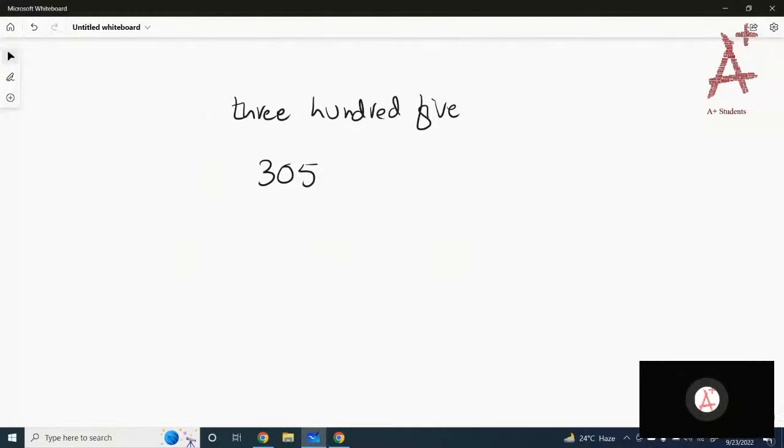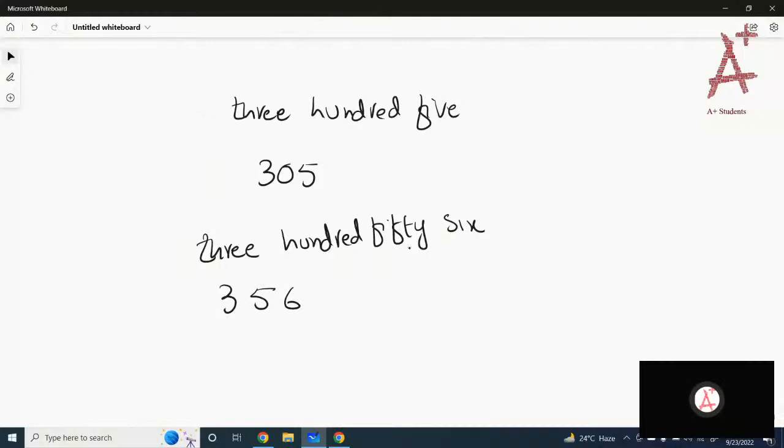Okay, the next one is how do you write the number using digits? It is 356. So the digit that is at the hundreds place is 3. Then the digit that is at the tens place is 5. And the digit that is at the ones place is 6. So it is 356. Got it?